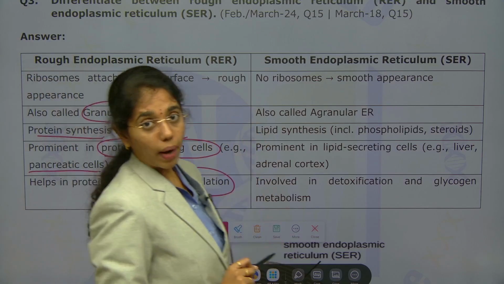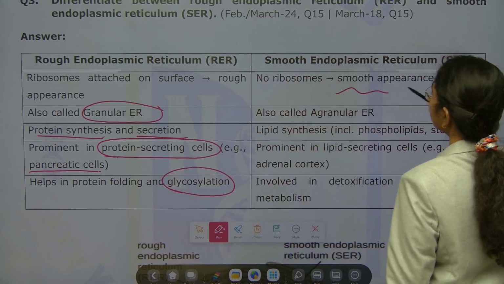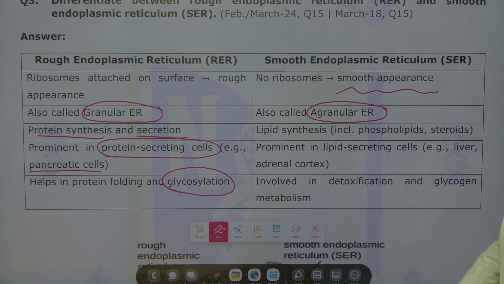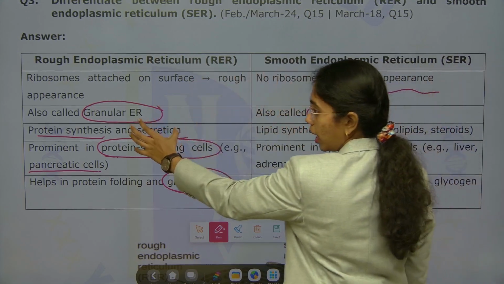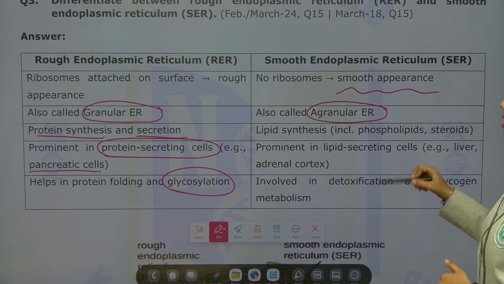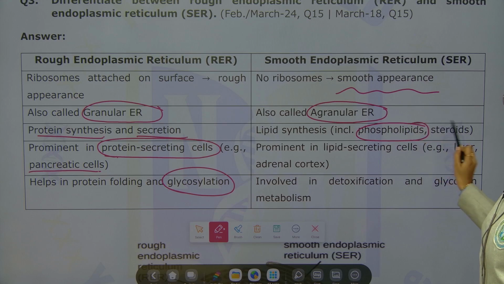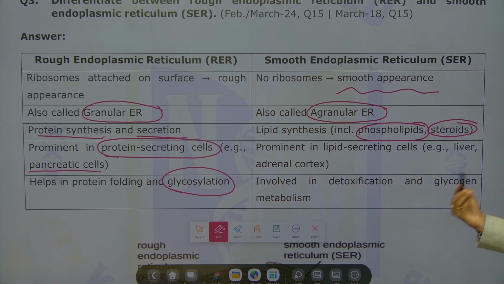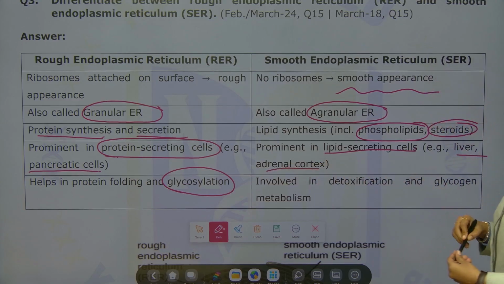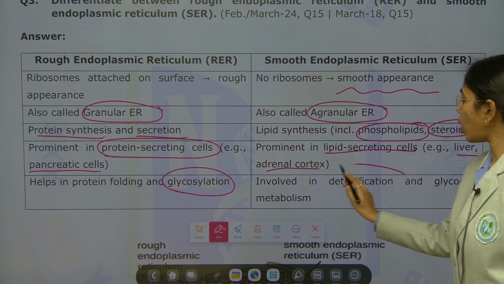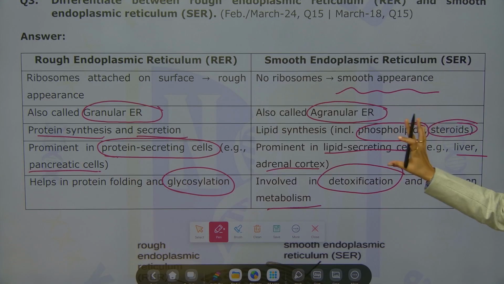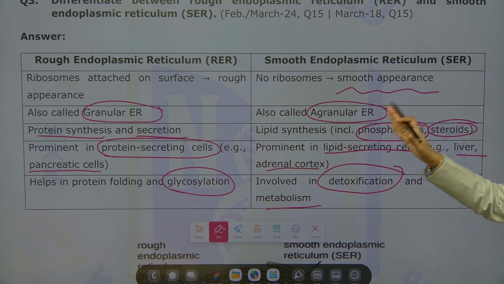Smooth endoplasmic reticulum has no ribosomes at all. It is smooth in appearance. It is also called agranular endoplasmic reticulum. This is granular ER, this is agranular endoplasmic reticulum. Lipid synthesis happens here, including phospholipids and steroids. It is prominent in lipid secreting cells, for example liver and adrenal cortex. It is involved in detoxification and glycogen metabolism. This is a clear differentiation between RER and SER.